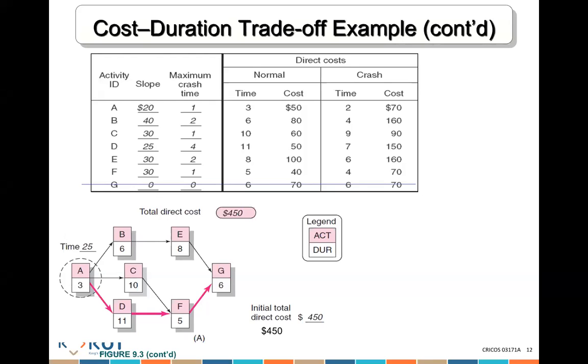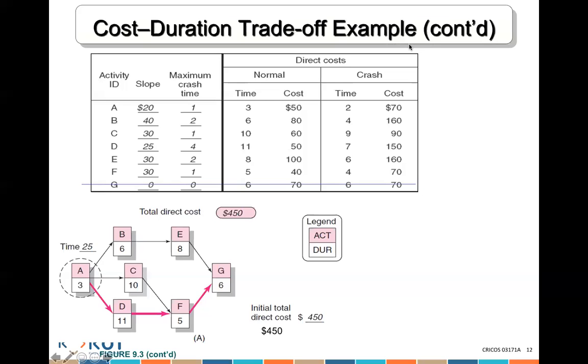Between A, cost me 20, D, cost me 25, and F, cost me 30. Which one is cheapest? A. So, sir, does it mean on activity D, it's 25 for each day that I crash it? Okay. So the cheapest is A because it's only $20 per day.